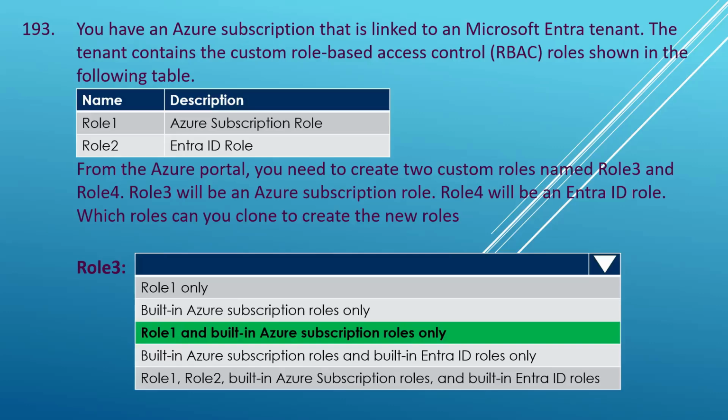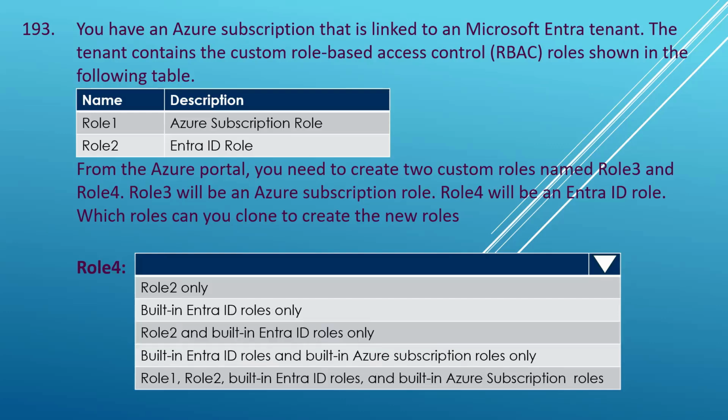You cannot copy an Azure subscription role and create an Entra ID role, or vice versa. You have to have a match. There cannot be a mix and match of these two roles. And the next part of the question is about role 4. And you already know role 4 will be an Entra ID role. So basically you can only copy a custom Entra ID role and not built-in Entra ID role. So what would be the answer? It would be role 2 only.